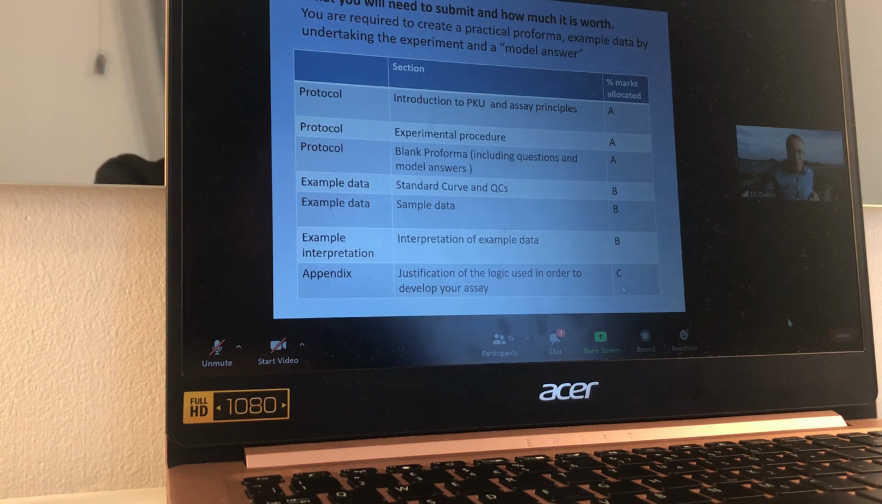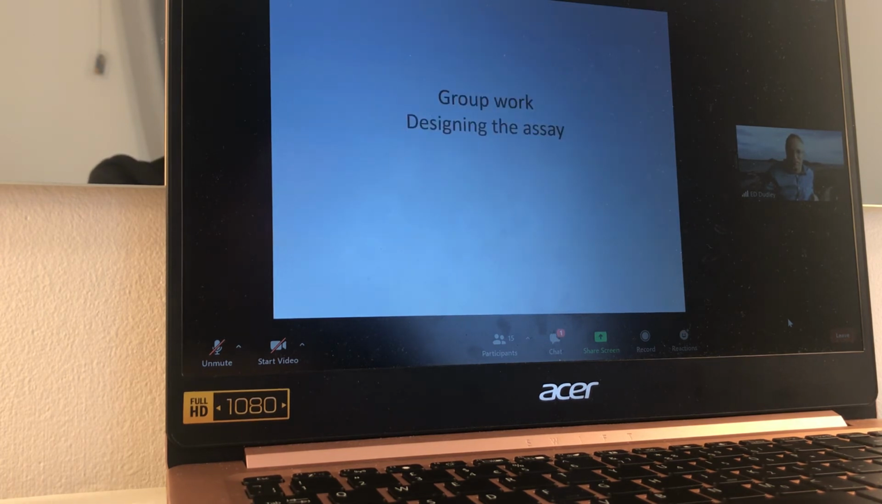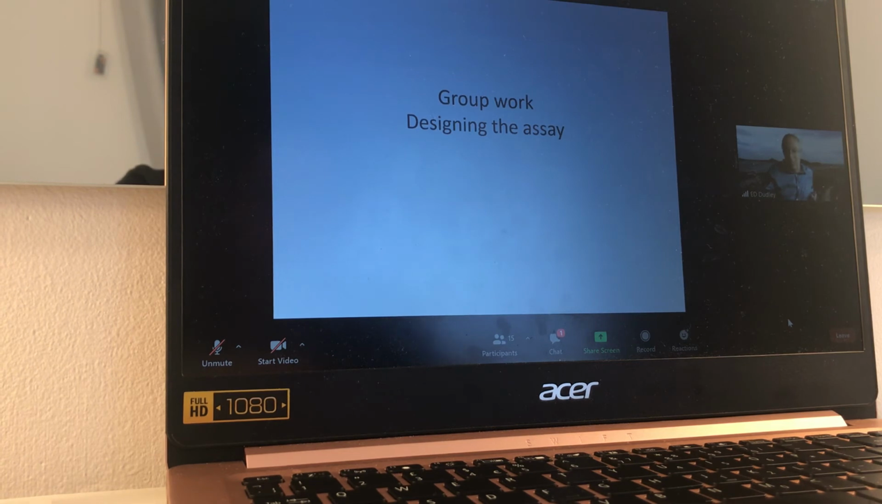We'll come back to this once we've done it, perhaps. That might make more sense, and we'll go through that in more detail. Okay, so good news. The first thing we'll do is develop the assay or design the assay. And we're going to do this in groups. I'll put you into different groups, probably 5 different groups, and we'll go from there.